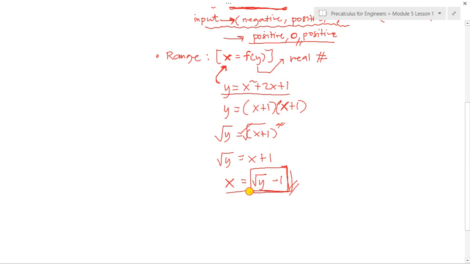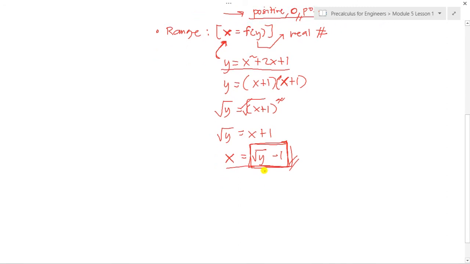Unsa may restriction nato ani class for our y? Sige, unsay restriction nato sa atong values of y? Let's say, mag-input na po ta og value sa y. How about if I were going to input a value of negative, then a value of 0, and then last one a value of positive number. Okay, let's start with negative.